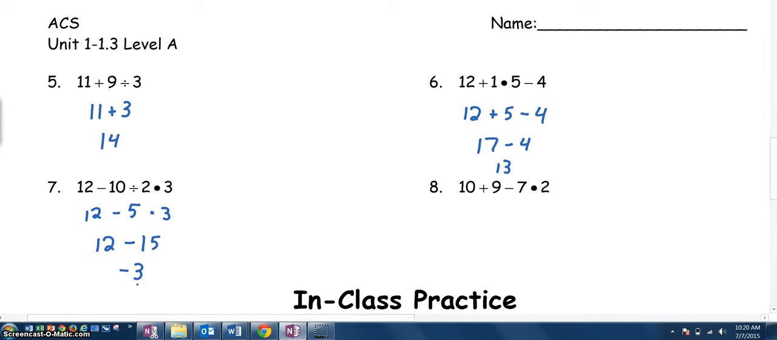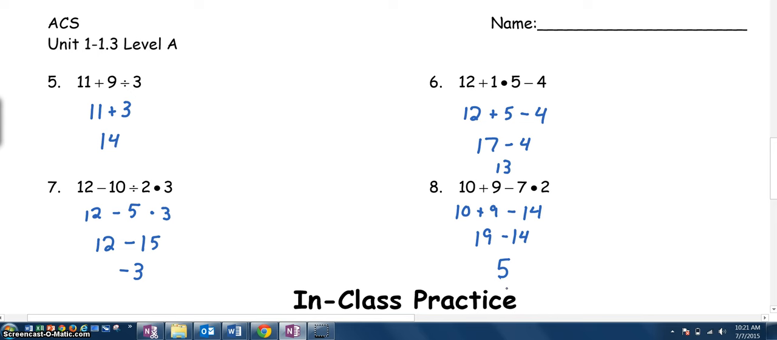Number 8, 10 plus 9 minus 7 times 2. So I have addition, subtraction, multiplication. So my first step in this problem is to do the multiplication. So I would have 10 plus 9 minus 14. Next I have addition and subtraction, so I'm going to go from left to right. The first operation we see is addition, so 10 plus 9 is 19. 19 minus 14 gets me a final answer of 5.